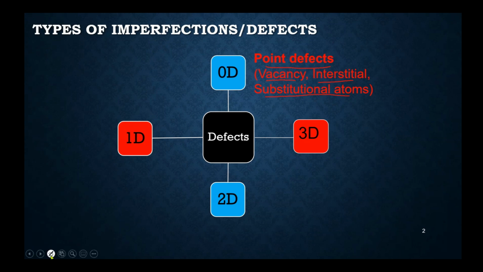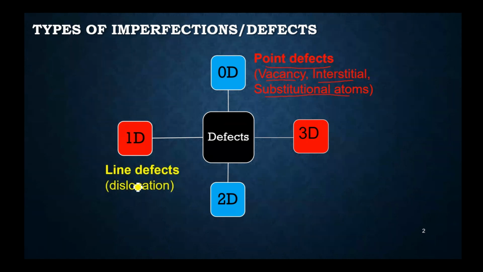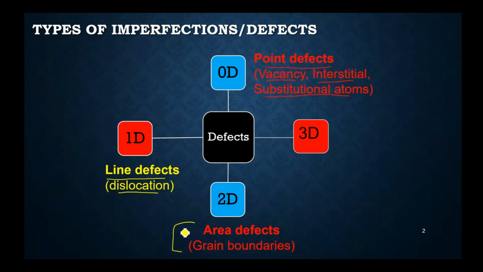Then we started with one-dimensional defects in this week's first class. The line defects are also known as dislocations, and we looked into two kinds of dislocations. So I'll be recalling that. Then we'll move on towards the area defects, which include grain boundaries, and we'll look into bulk defects, which are pores and cracks. So in the line defects, we discussed two kinds: the edge dislocations and the screw dislocations.